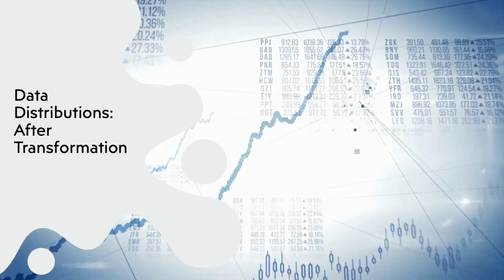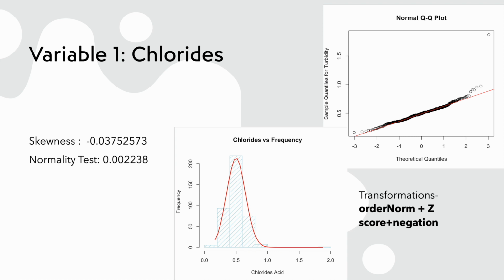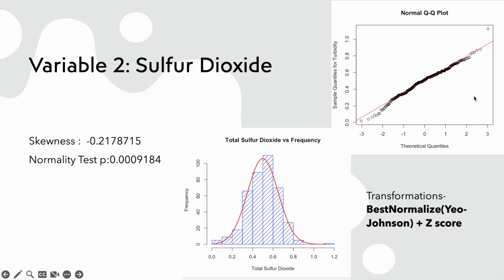Now we'll see how I did the data transformations for the chlorides variable. What I did is an orderNorm transformation, which uses the inverse of the cumulative distribution function, taking the inverse of that linear rank scaling. Along with that, I used a z-score transformation and used a negation. From the dataset we can see the normality p-value is 0.02, it's normally distributed and not that skewed. In the QQ plot, it's almost a straight line, which tells us the data is normally distributed.